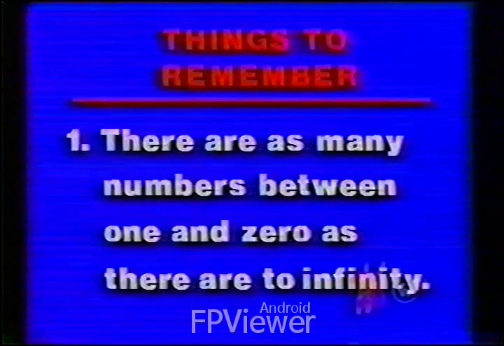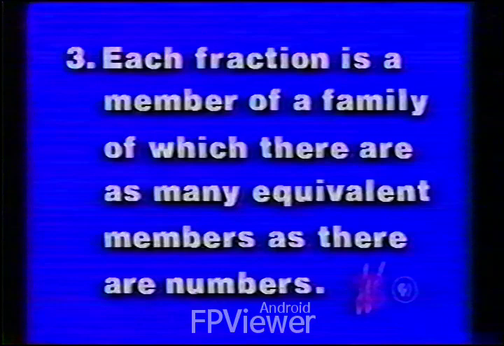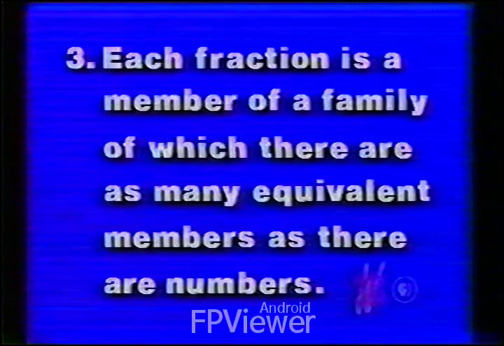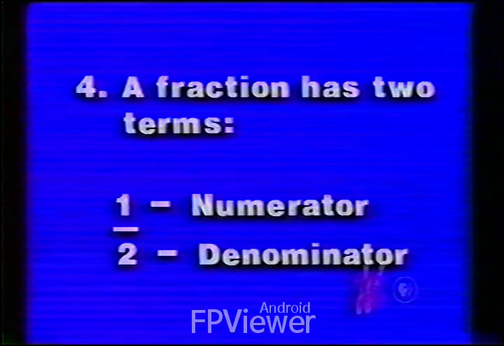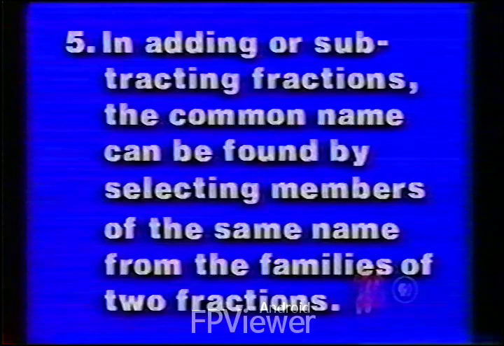One, there are as many numbers between 1 and 0 as there are numbers from 0 to infinity. Two, these numbers between 1 and 0 are called common fractions. Three, each fraction is a member of a family of which there are as many equivalent members as there are numbers. Four, a fraction has two terms, numerator and denominator. Denominator means name. Numerator means the number of items of that name being considered. Five, in adding or subtracting fractions, the common name, denominator, can be found by selecting members of the same name from the families of two fractions.